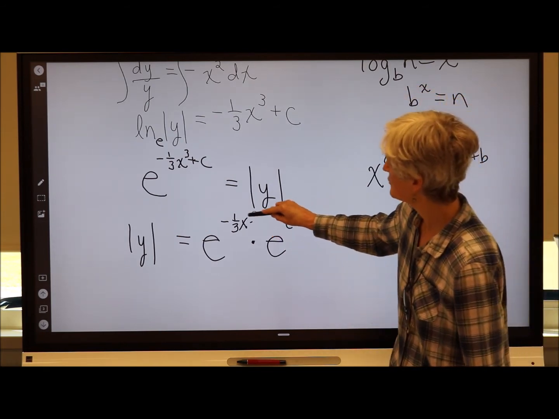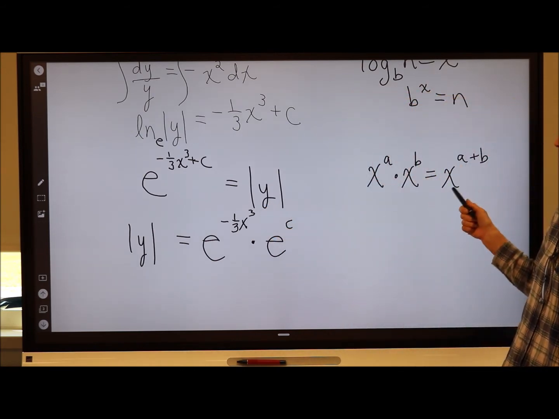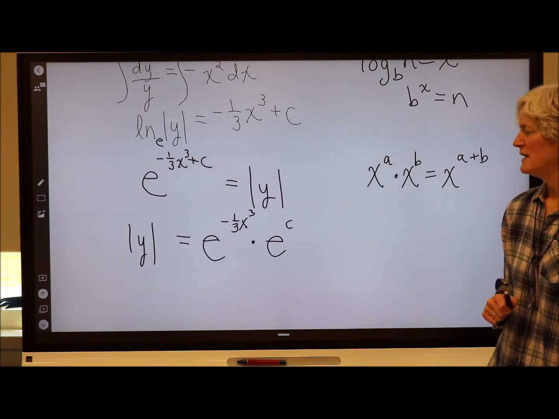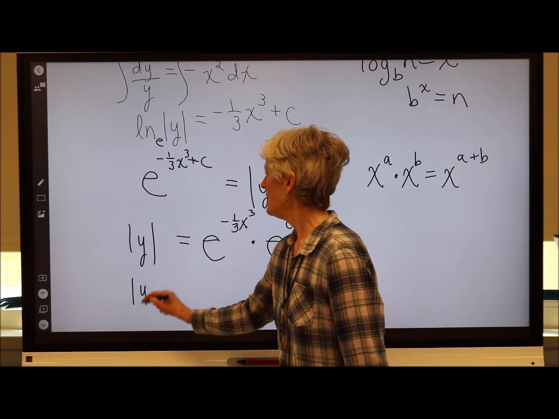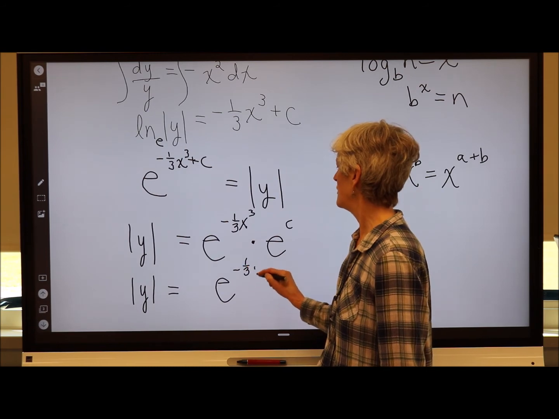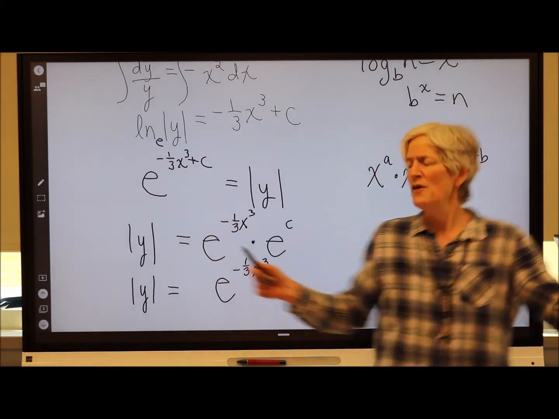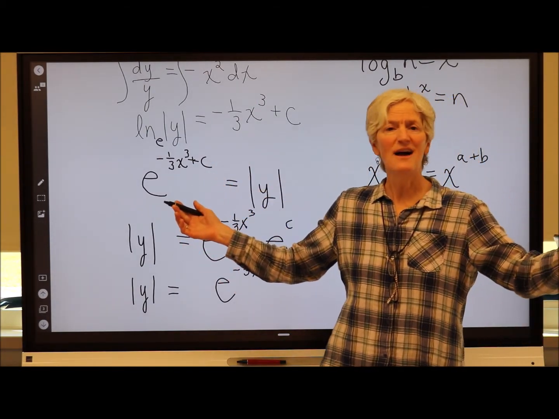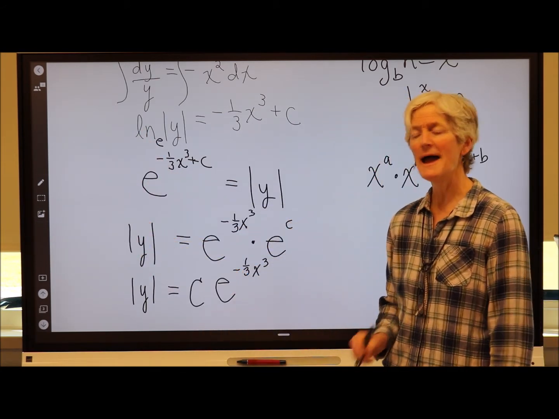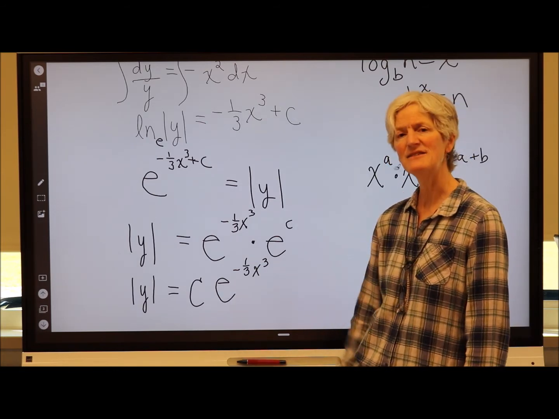So if that freaked you out, just pause the video and look at it. Think about this little property. We went from this to this. I think you're going to be okay with that if you think about it long enough. Okay, so I have the absolute value of y equals e to the negative 1/3 x cubed times e to the c. Well, e is just a constant, 2.7 blah, blah, blah. What's a constant raised to some other arbitrary constant? Some other constant. So I'm just going to say this whole thing is multiplied by some constant, some c. That's a different c than that, but some constant.